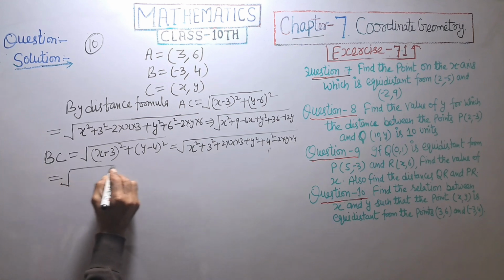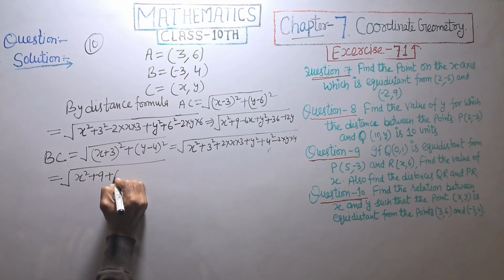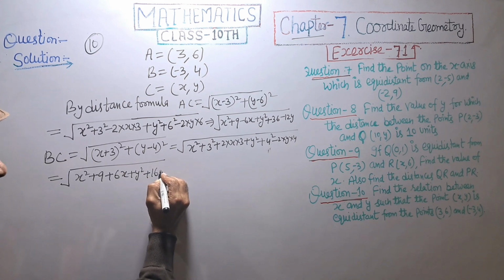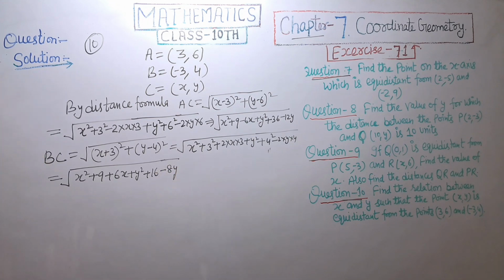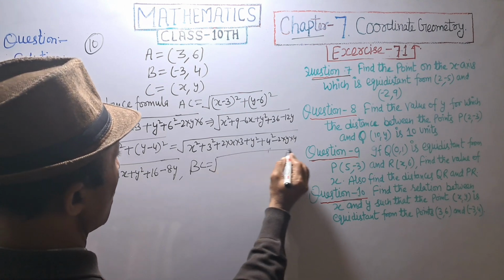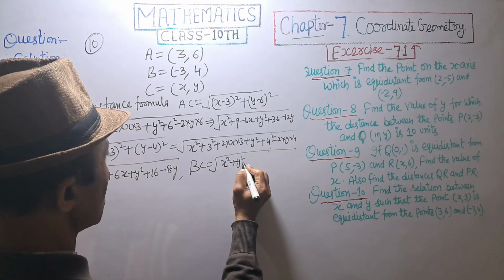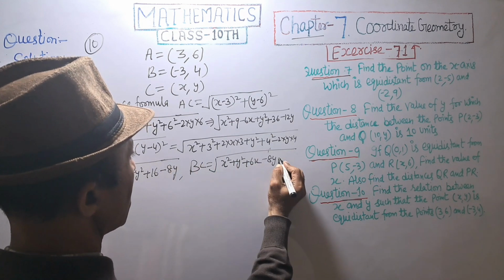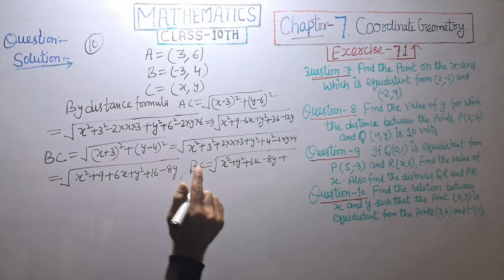That is equal to x square plus 3 3s are 9, plus 3 2s are 6x, plus y square plus 4 4s are 16, minus 4 2s are 8y. So BC is equal to under root of x square plus y square plus 6x minus 8y plus 16 plus 9, which is 25.